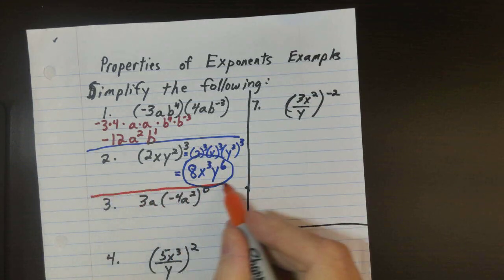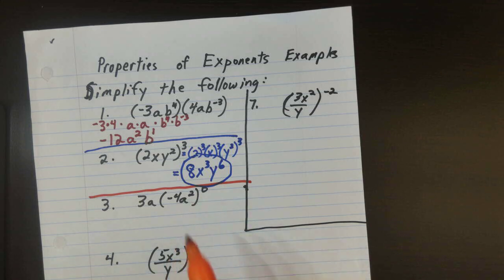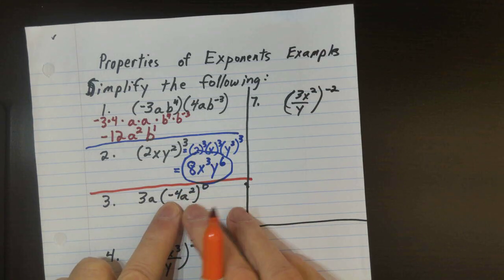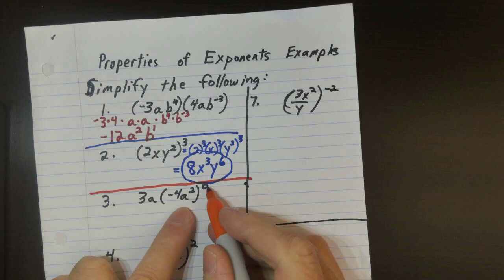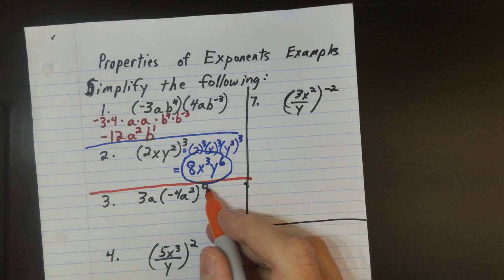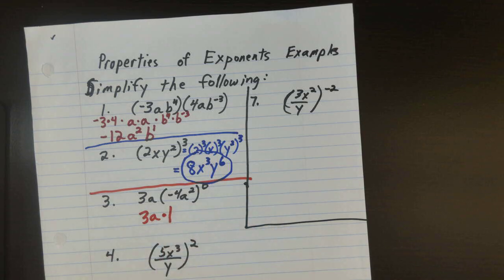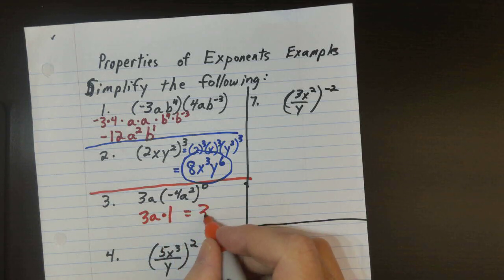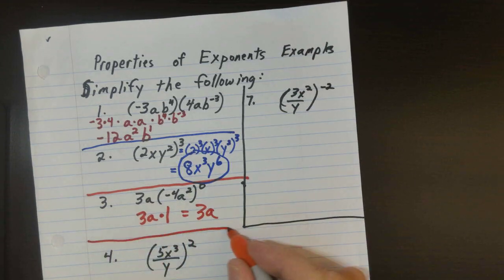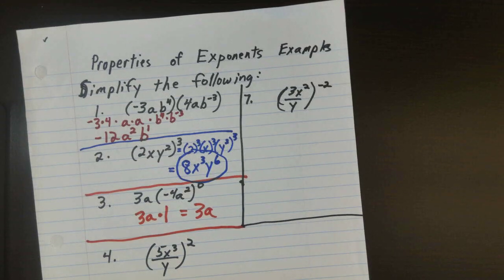Now, number 3. Okay, you could distribute this and everything, but you got something raised to the 0 power. And anything raised to the 0 power is 1. So 3a times 1 is 3a. And that's what I do. Let's just cut right to the chase here.